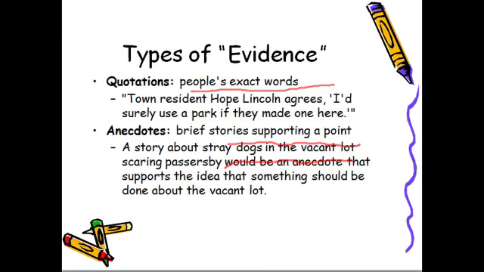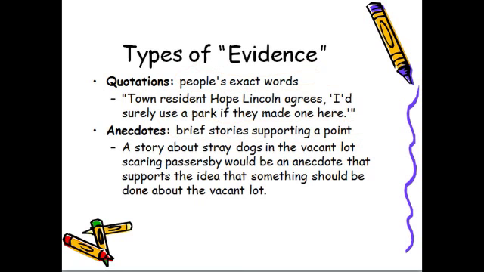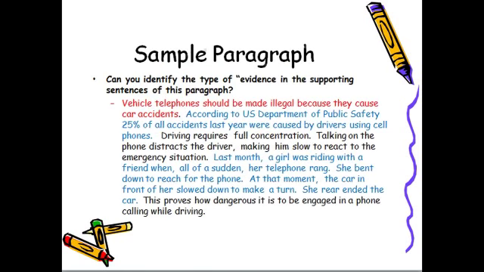Finally, there are two last types of evidence you may also want to consider using in the body paragraphs of your essay. These include quotations, which are people's exact words, and anecdotes, which are brief stories supporting a point. These can be especially powerful when used properly. Now that you've been able to review several different types of evidence, let's take a look at how evidence plays a key role in one of our sample paragraphs.